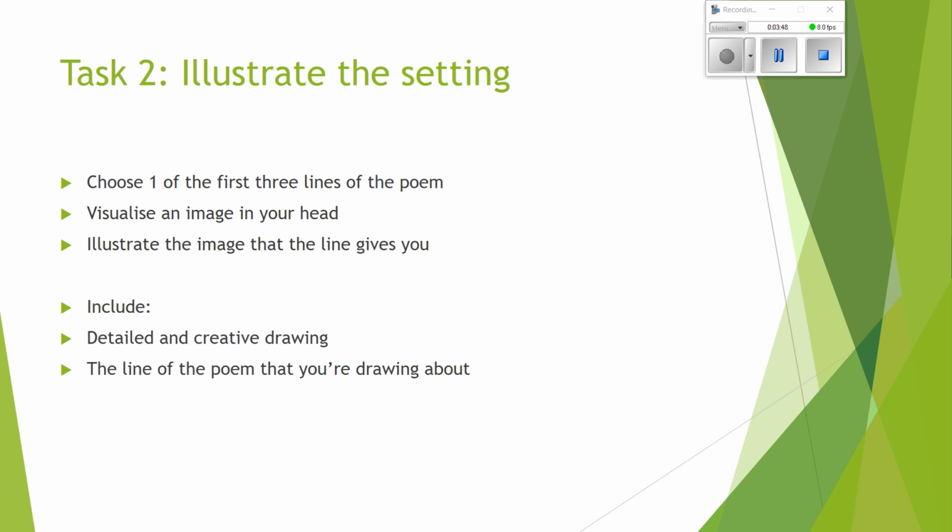Okay, and our second task now. You should have visualized that text. You really should have focused on that first verse. I want you to choose one of the first 3 lines in the poem. So choose a line. I want you to then visualize an image in your head that the line has given you, okay? And then I want you to draw this image, okay? And include a detailed creative drawing and the line of the poem that you're drawing about. So I'll show you a quick example.